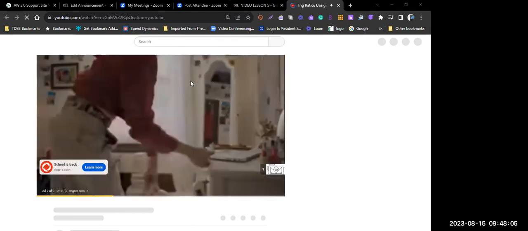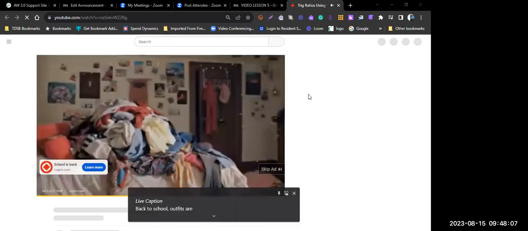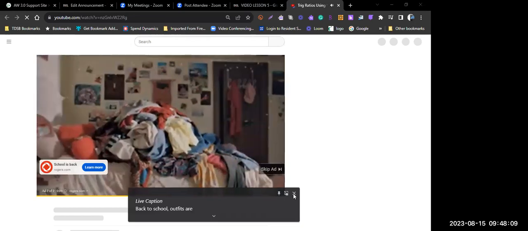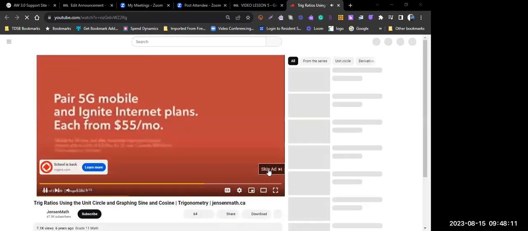Back to school outfits are tricky. Saving on plans? Easy. Pair 5G mobile and Ignite internet plans, each from $55.